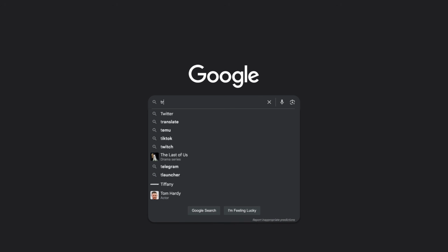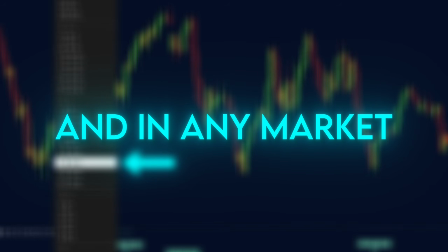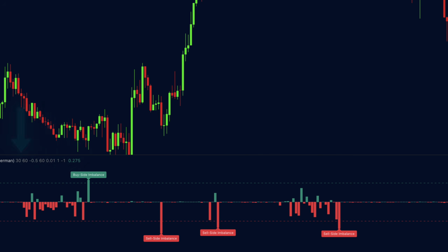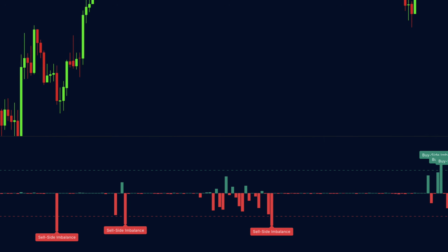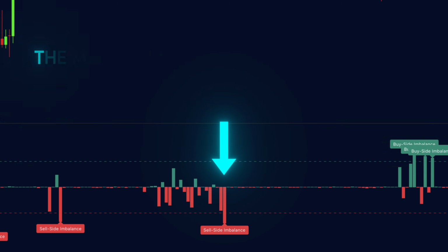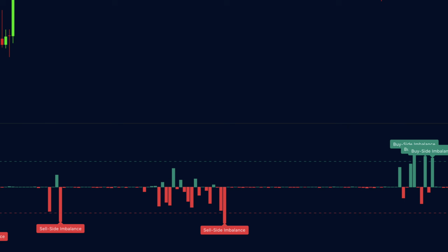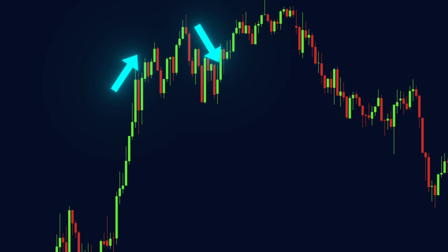To demonstrate the tool, open TradingView and load any chart you want. I'm using the 15-minute time frame here, but the concept works on any time frame and in any market. Once the tool is added to the chart, you'll start noticing rectangular zones appearing after strong directional movements. These boxes mark areas where price traveled quickly without building normal trading activity. In other words, the market moves so fast that buyers and sellers didn't have time to interact properly at those levels. When that happens, the chart develops a liquidity imbalance, and markets often return later to rebalance those areas.